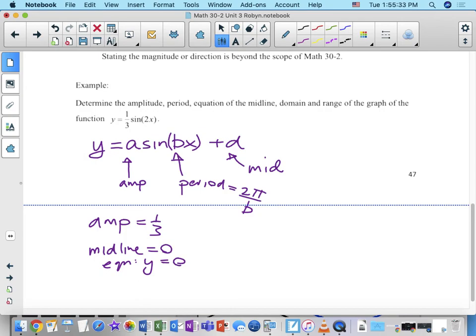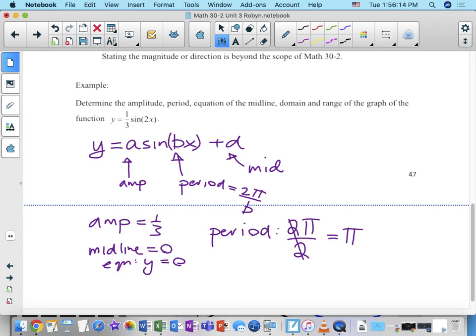Period, what's the period? The B value's 2. Don't graph it. 2 pi over B, yeah. 2 pi over 2. And these cancel, which is pi, yeah. Okay. You could write it as pi or 3.14, I don't really care. Okay, yeah, pi is more of an exact value, okay?